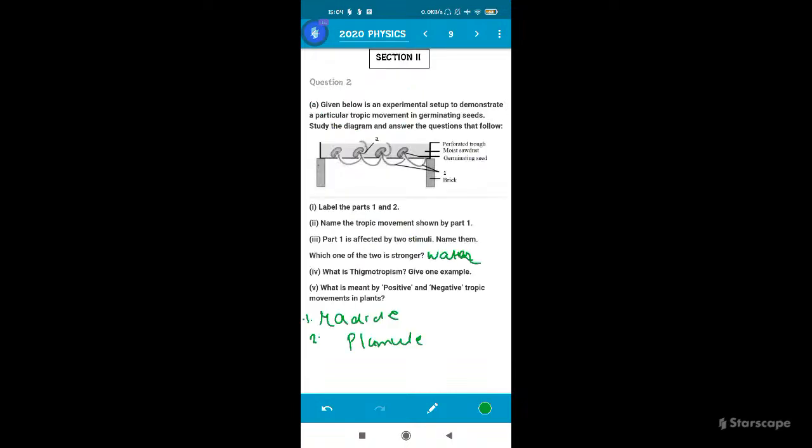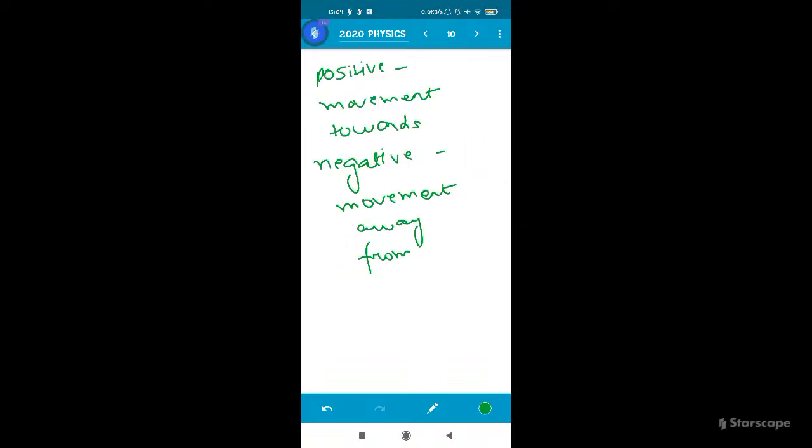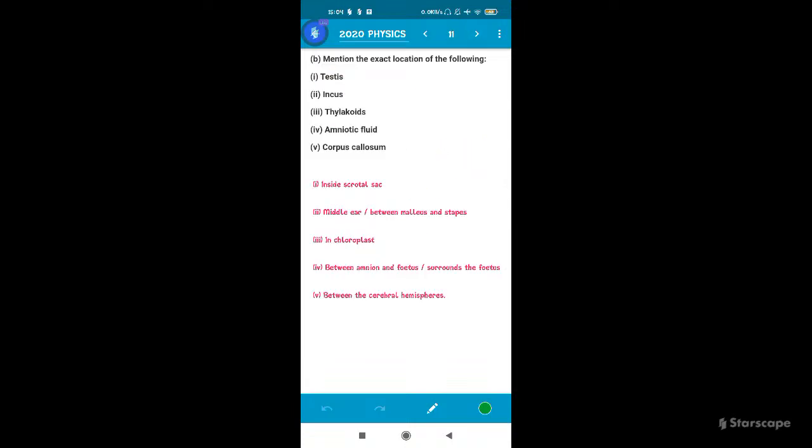So I hope this question is clear. Very easy question. So let's move on to the second part of question number 2. We have to mention the exact location of the following parts. It is a very common question which is generally asked in biology. Exact location, and also you will be asked the function of certain parts, and also labeling comes. These are the most common questions which are asked in section 2.